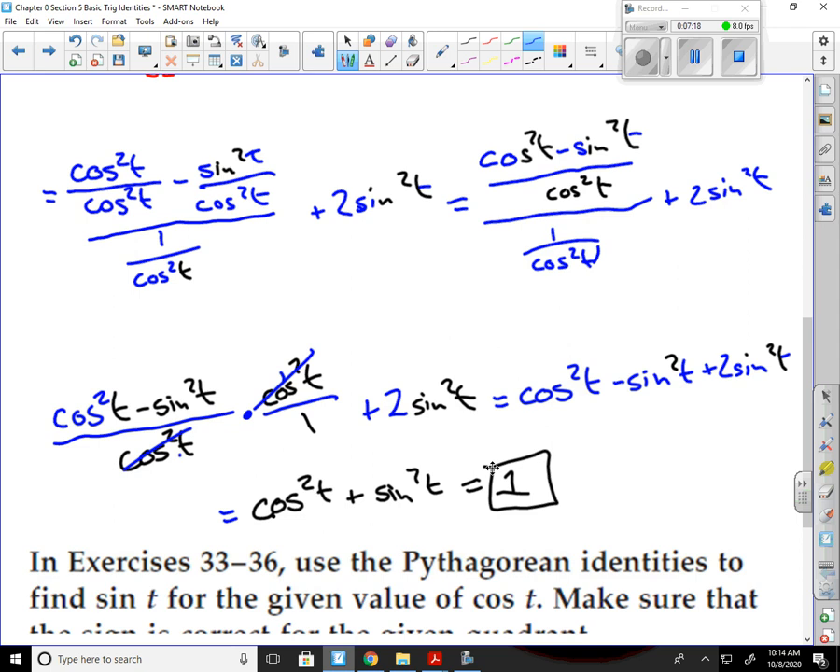These can be difficult. Make sure you're looking at your identities, trying to get everything to look kind of the same. Notice I went from tangent and sine and secant all down to sine and cosine. That's usually a fairly good method to get where we're going.